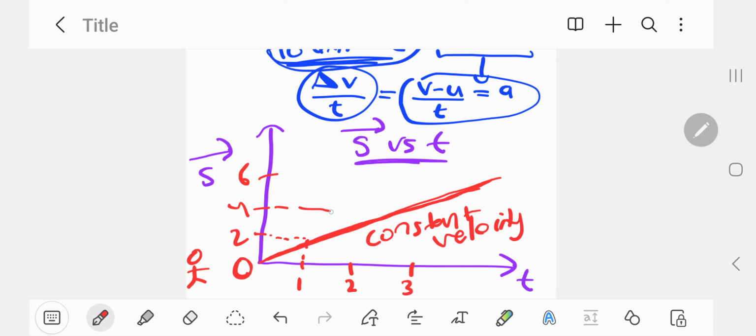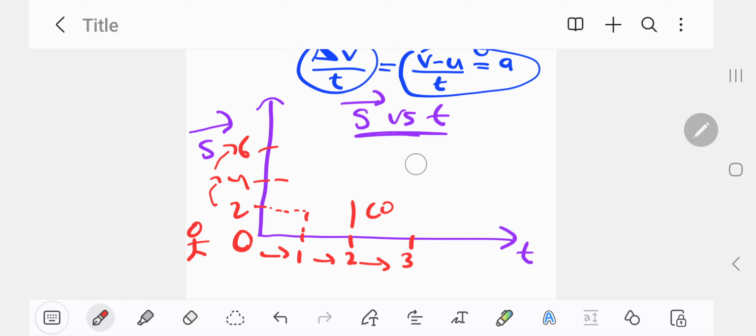If you look here, the trend, okay, it's a constant trend. So after 1 minute, let's say, he's walked 2 meters. After 2 minutes, he's walked 4 meters. After 3 minutes, 6 meters. So there's a linear trend, as you can see here. Numbers are going up at a constant rate. This is constant velocity. Okay, someone's walking at a constant rate.